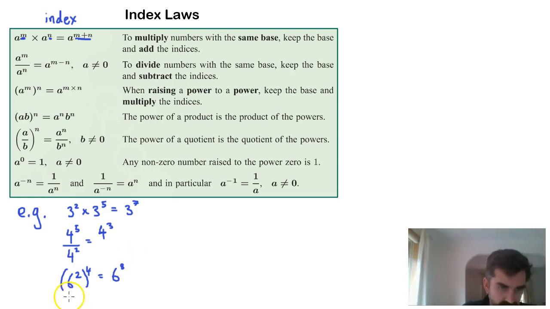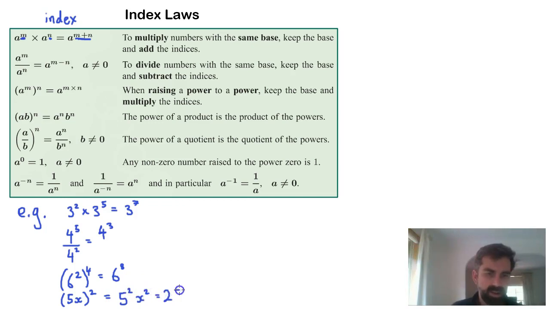And then the fourth rule there says that if we have two values multiplied together, so I'm just going to make it 5x, and that was all being squared, so raised to a power of 2, then we would raise each of those two values to the power of 2 and then multiply the result together. So we would have 5 squared times x squared, or 25 times x squared. Alright, let's have a look at the last couple there, because they might be a little bit new for you.